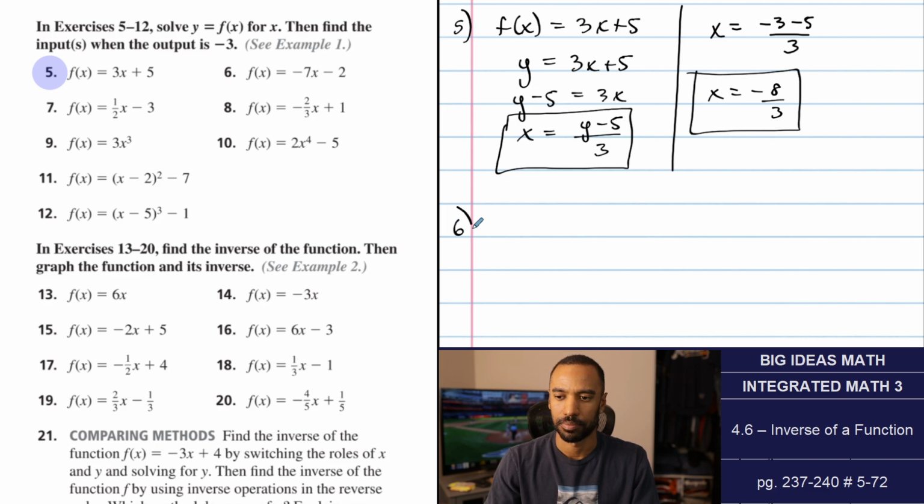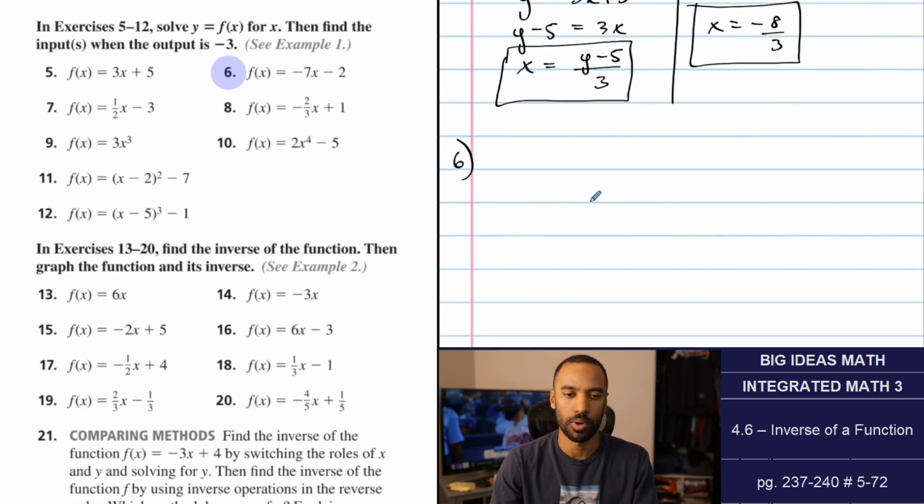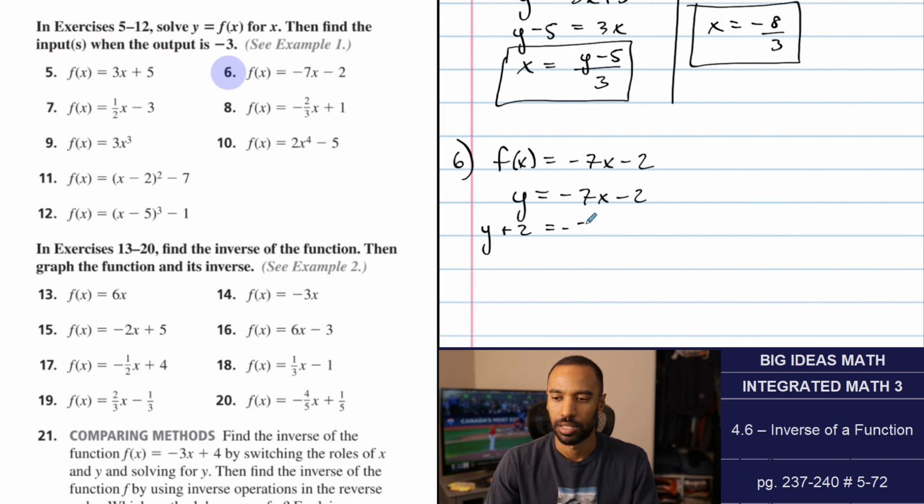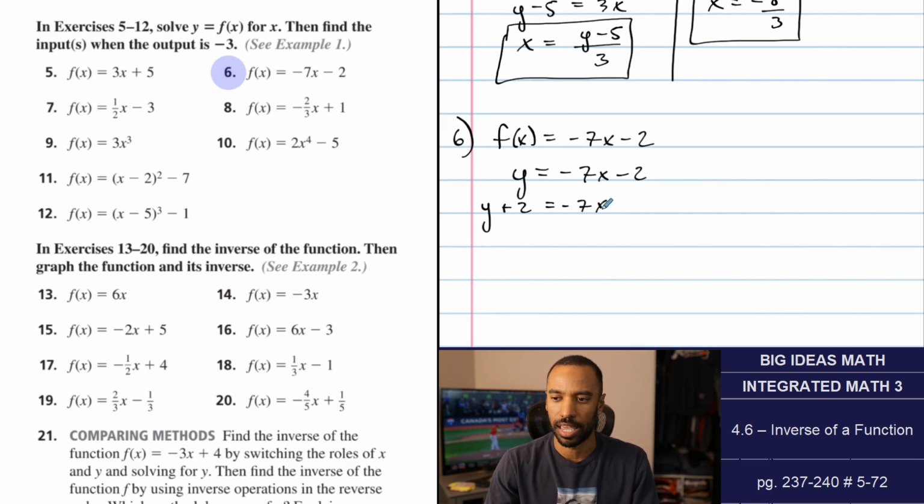Okay, number 6. f of x equals negative 7x minus 2. Now, I'm using method number 2 in each of these instances, where we're not doing the mental work. We are actually doing the algebra work on these. Hope that's all right. So first thing we're going to do is turn this into a y. We're going to add 2 to both sides, and then we will divide by negative 7.